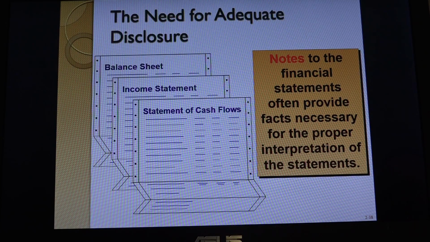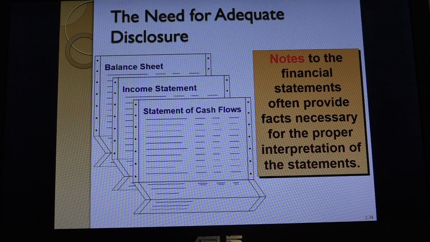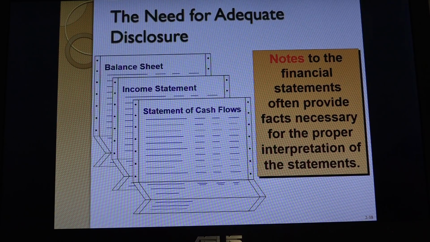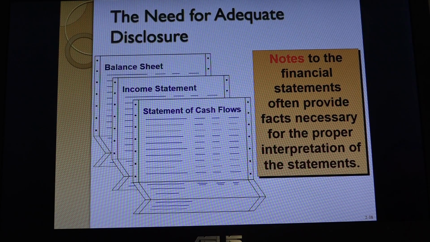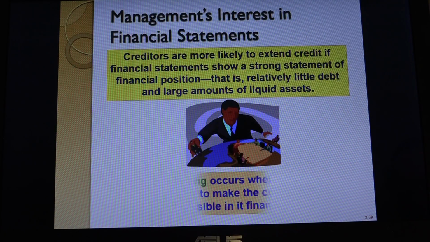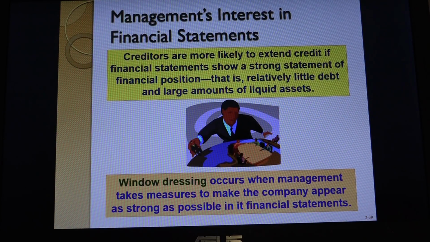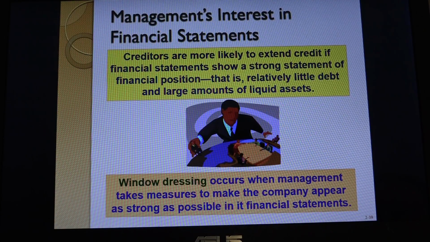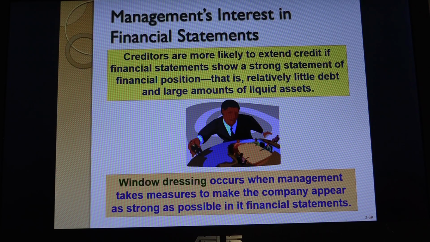So note that in order to obtain and give adequate disclosure to third parties, these notes provide facts necessary for proper interpretation of these financial statements. Very important. And so, like I pointed out, creditors are more likely to extend credit if the financial statements show a strong statement of financial position, that is, relatively little debt and large amounts of liquid assets.